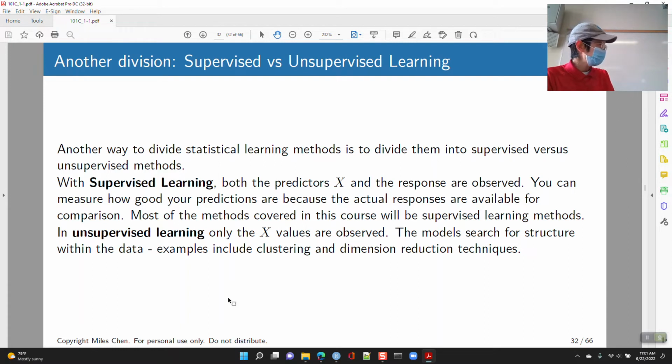Overall, there's another way to talk about our statistical models, our learning methods, in two broad categories: supervised learning and unsupervised learning. So far, all of the examples we've been looking at were supervised learning, in that there are values that we want to predict. There are responses that we've observed, and we want to predict them.